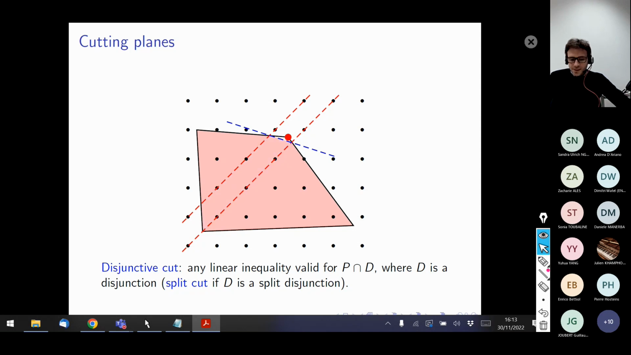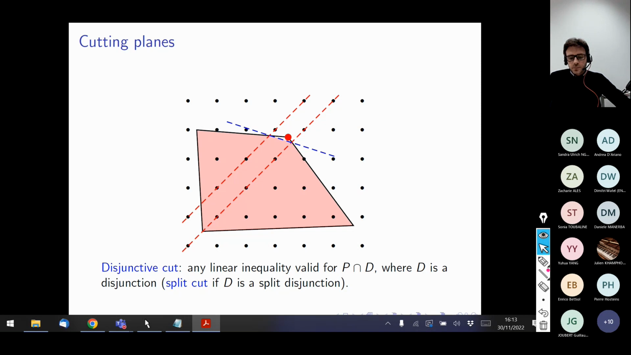Then what you do is add this inequality to your linear relaxation. You have this inequality valid for the two sides, and then you take the new polyhedron, or convex set, that you get by adding the blue inequality to the original set. And then you go on and optimize over this single set. So you don't create two sets over which you want to optimize, but just a single one.